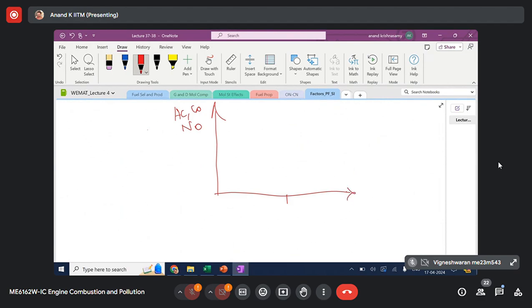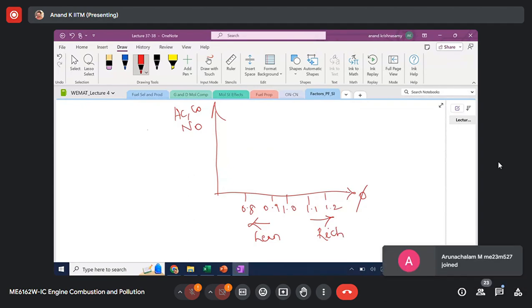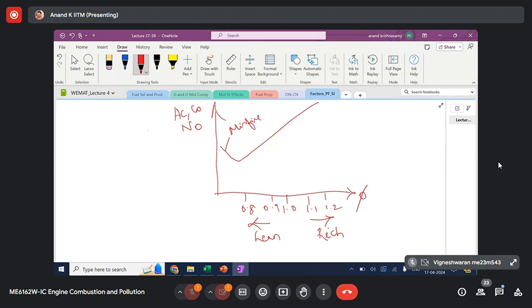So this is phi versus the three pollutants. This is 1. When I move towards this side, I'm moving towards lean. So this is the lean mixture. This is rich. I have drawn this plot for the operating phi range of an SI engine. We know that HC will shoot up both in lean as well as in rich: in lean due to misfire, and in the rich region due to insufficient oxygen.